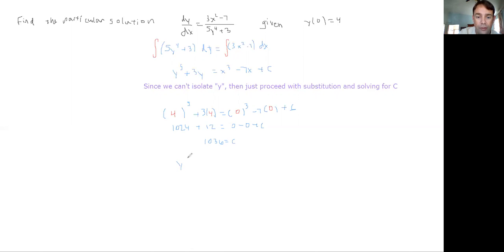So our final answer then is y to the 5th plus 3y equals x cubed minus 7x plus 1,036. All right, friends. We'll see you in class tomorrow. We'll talk a little bit more about this. Take care.